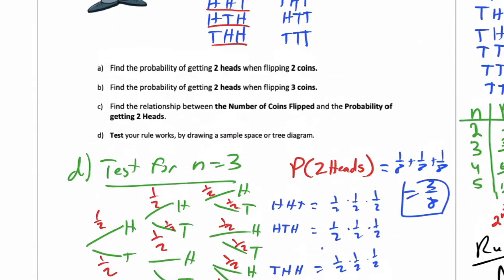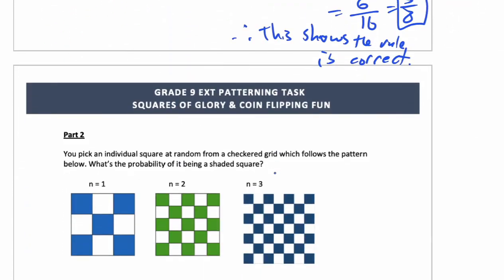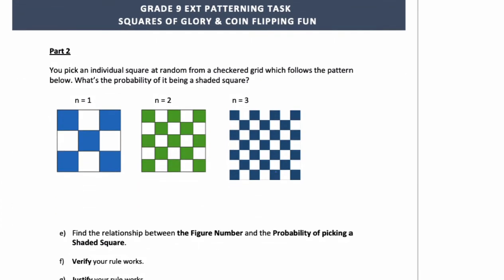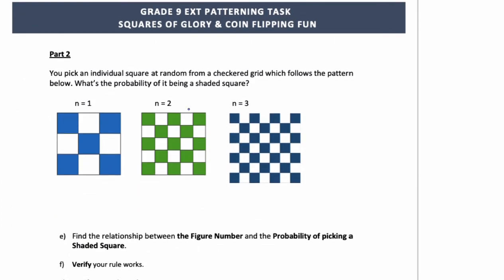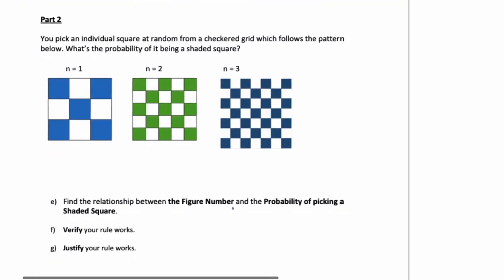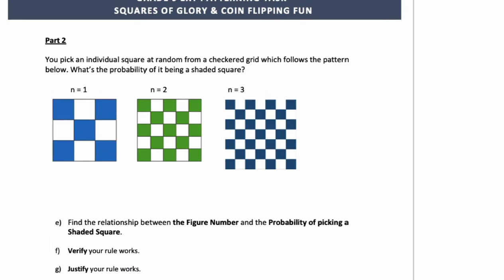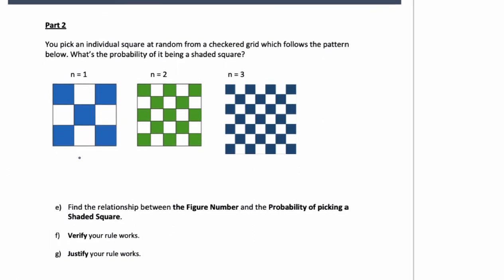Okay, so that's it for part 1 of this investigation about coin flips. Let's check out the next part of this investigation, these squares. Find a relationship between the figure number and the probability of picking a shaded square. All right, so let's work out these probabilities first of all. We have 5 out of 9. You can write that, I suppose, as 5 out of 3 squared if you wish.